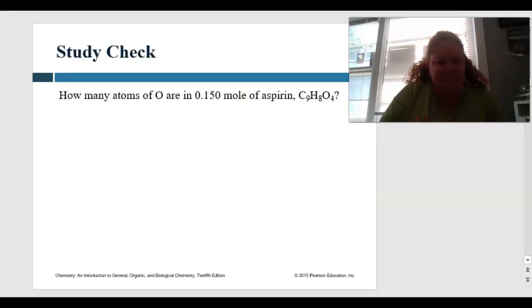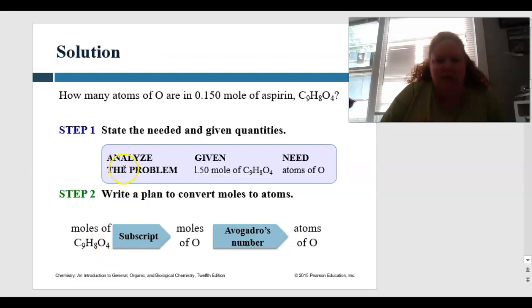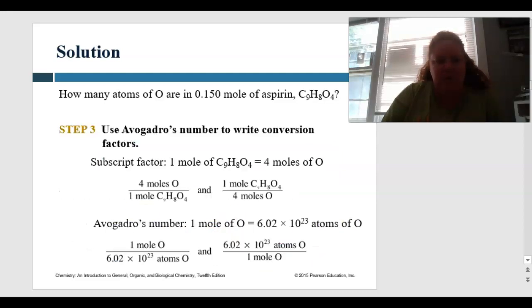So let's practice. How many atoms of oxygen are in 0.150 moles of aspirin? The formula for aspirin, again, is C9H8O4. Let's state what's needed: we're given the moles and we need the atoms. So how are we going to set this up? We have the subscripts to document the moles of oxygen, and then we're going to need Avogadro's number to calculate the atoms of oxygen.